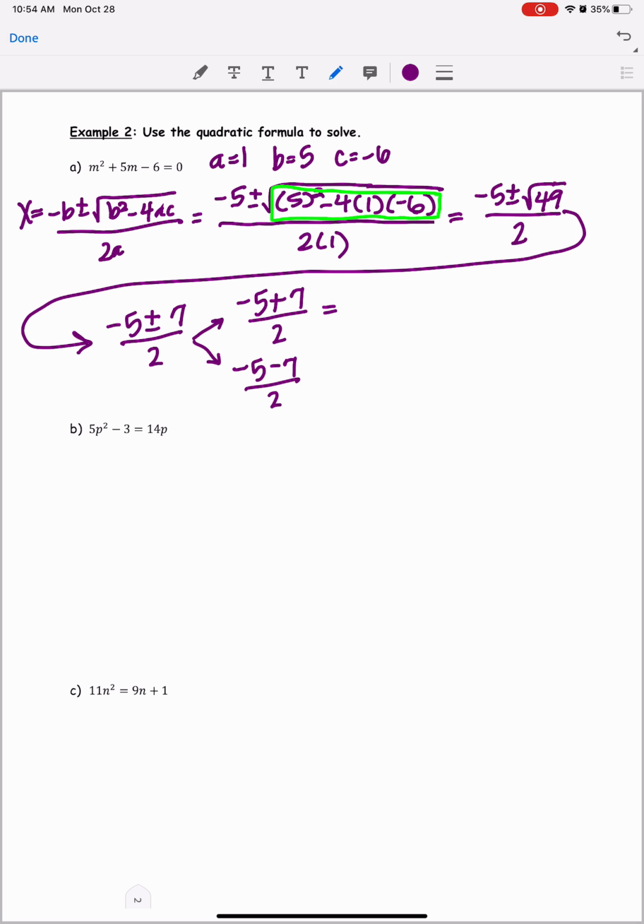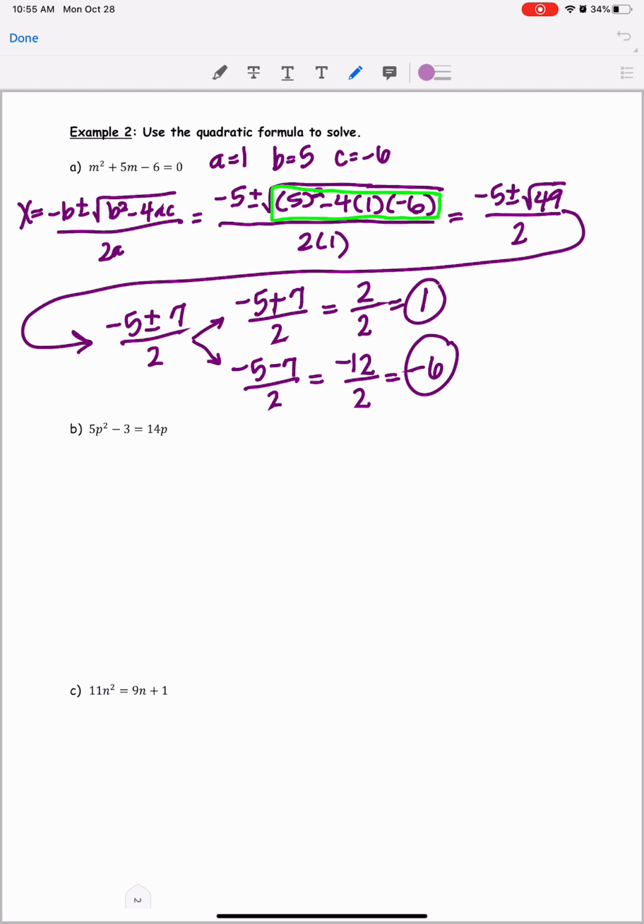So now, when you put this in your calculator, put the top in first, hit enter, divide by the bottom. So -5 plus 7 is 2. 2 divided by 2 is 1. On the top here, -5 minus 7 is -12. -12 divided by 2 is -6. So again, this is another one we could have factored by hand.